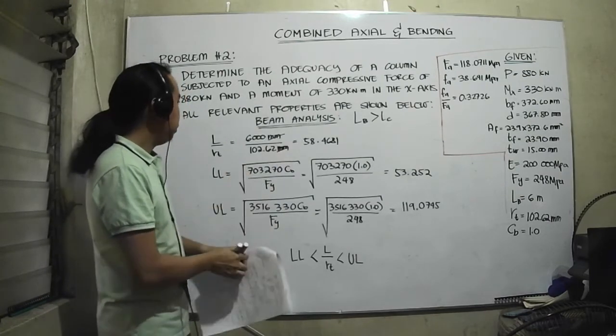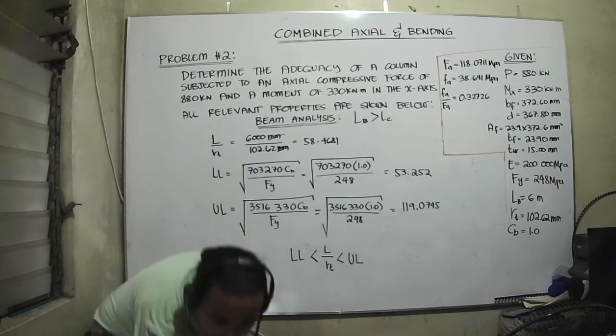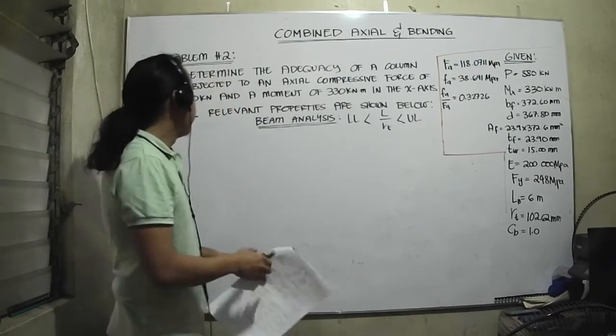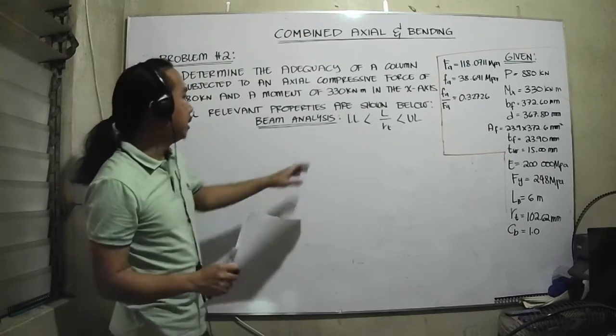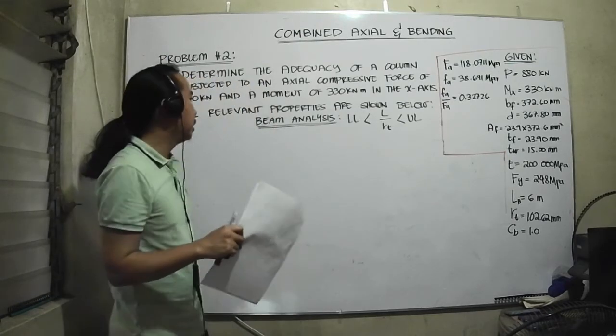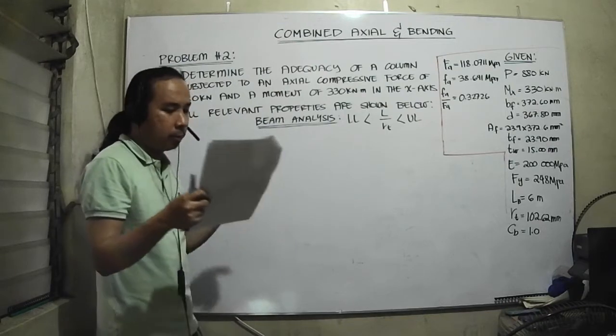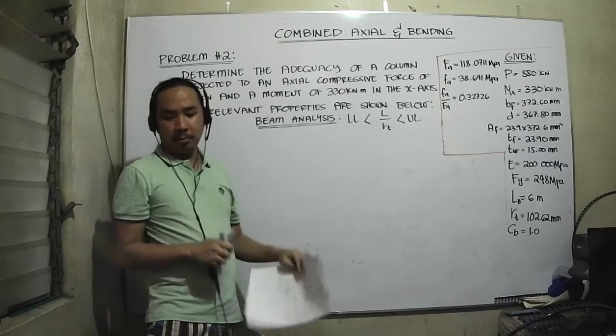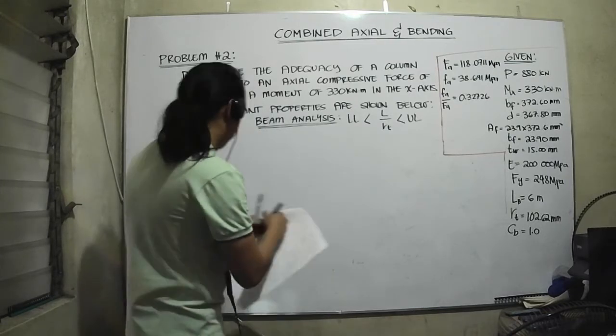Okay, allow me to make room. Now, Cc has been determined as the criteria for its slenderness. We now go for the bending stress. We have three bending stress choices here.